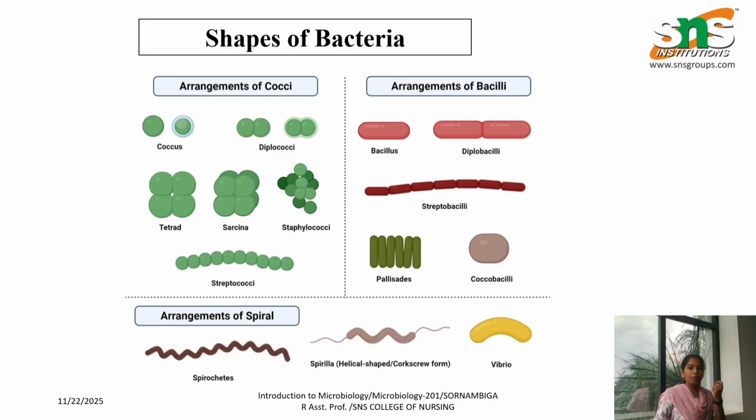There is the comma shape and the spiral shape. The spiral ones are spirochetes, and there is Vibrio cholerae. These are the shapes of bacteria: cocci, bacilli and spiral. Cocci is one small round shape, and bacilli is one type of small rod shape, whether gram positive or gram negative bacteria.